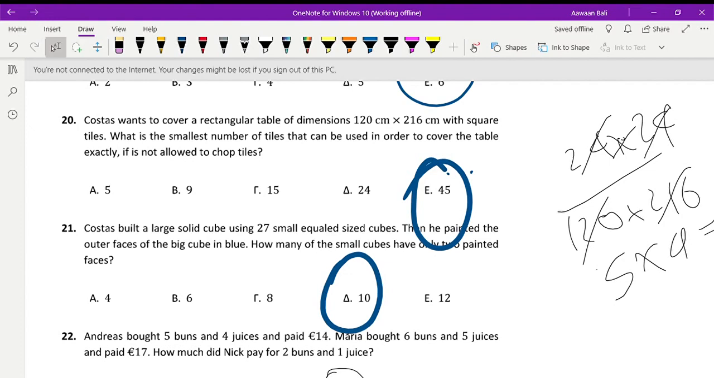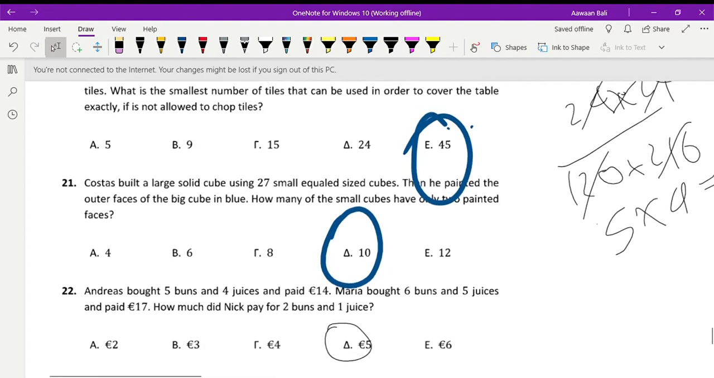Kostas built a large solid cube using 27 small equal-sized cubes. Then he painted the outer faces of the big cube in blue. How many of the small cubes have only 2 painted faces? Oh wait, sorry. Before we go on to question number 21, another reason why we had to get the biggest factor is because it says the smallest number of tiles we need. So when you want the smallest number of tiles, you have to get bigger dimensions. So anyways, yes, question number 21.